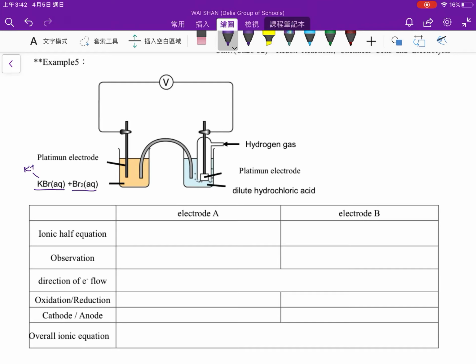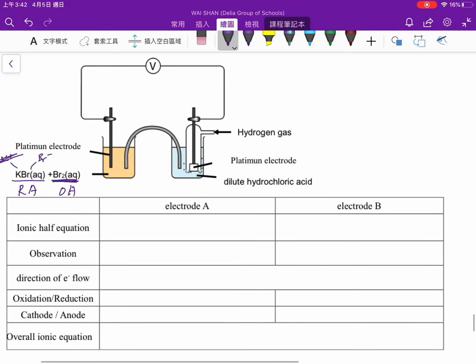As we know, potassium is a very weak oxidizing agent, so we can ignore it. So that means we will consider bromide and bromine. Bromide is a reducing agent, while bromine is oxidizing agent. So whether in the left half cell, the reducing agent bromide will lose its electron, give out electron, or bromine will gain electron to become bromide, it's unknown yet. Okay, we still need to find it out.